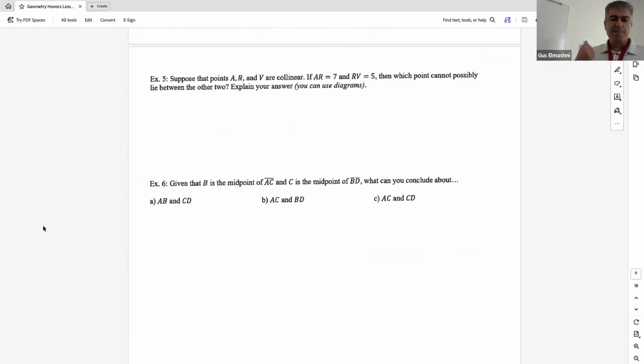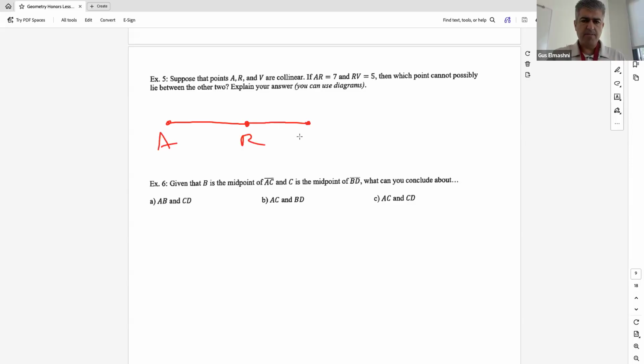All right, example 5. Suppose that points A, R, and V are collinear. AR is 7, RV is 5. Then which point cannot possibly lie between the other two? So AR, I think this is okay, right? Nothing wrong with that. That makes sense.